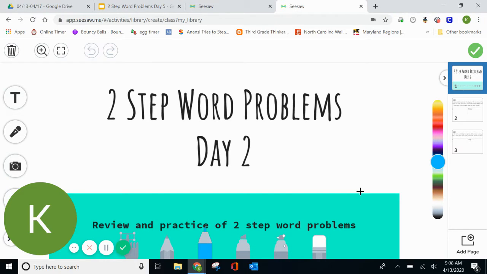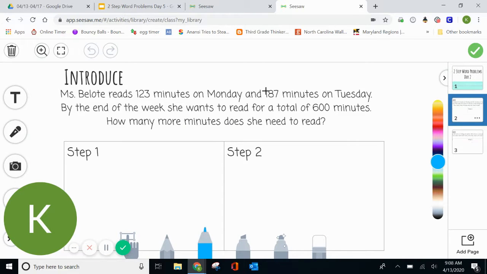Welcome back. We're going to continue practicing two-step word problems today. Let's take a look at this first example.